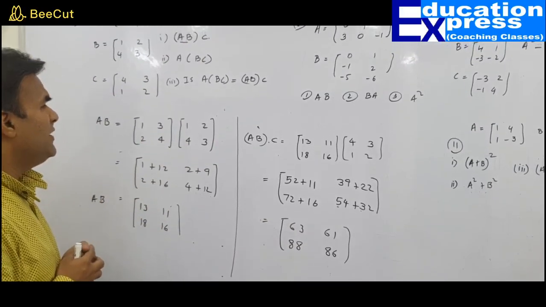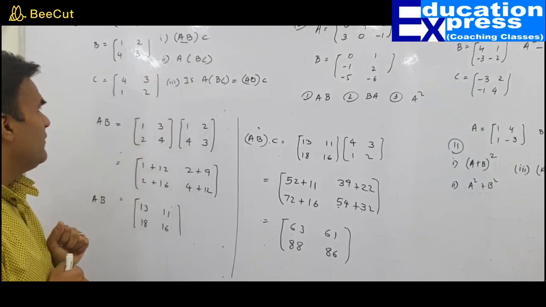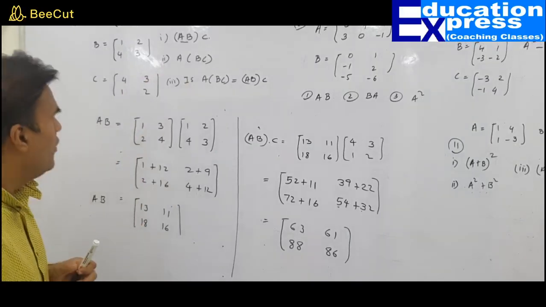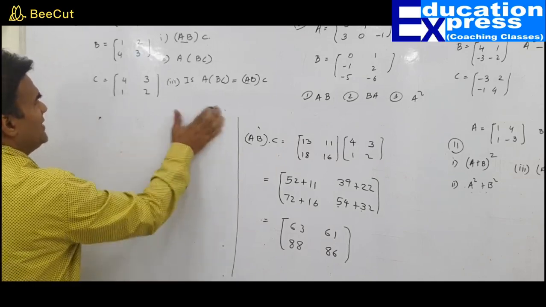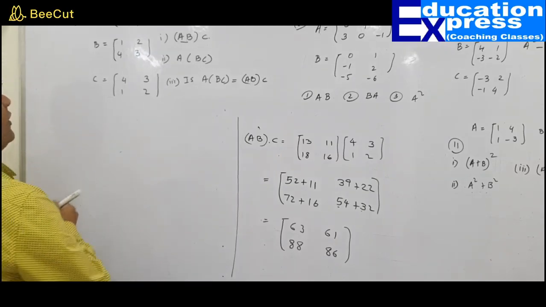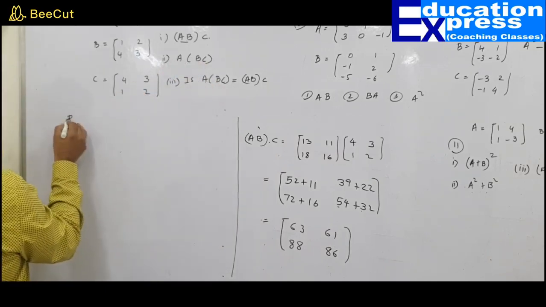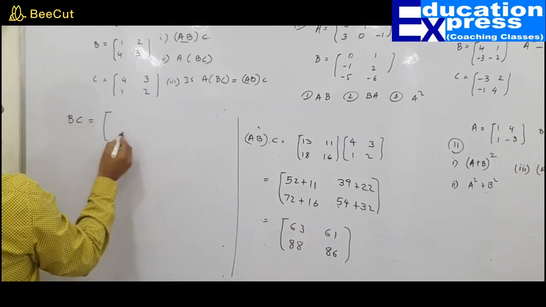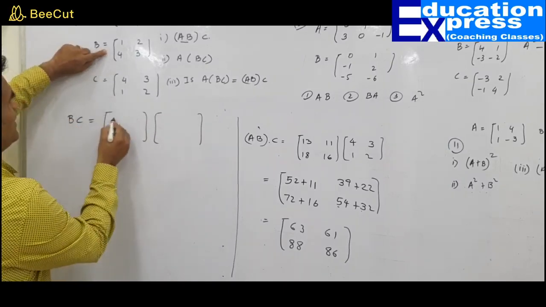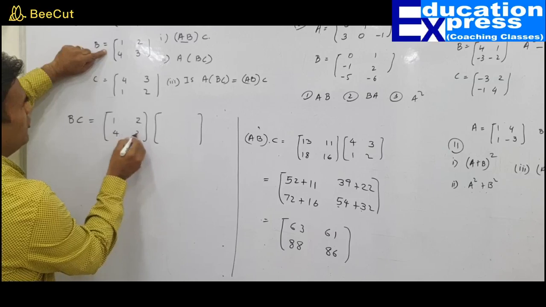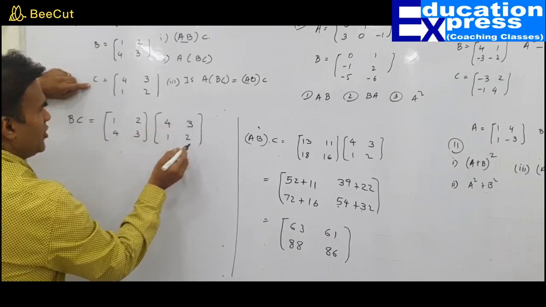Same way, my dear friends, we can find out matrix A into BC. Now while doing so, what care must one take? The care that you need to take is the order. The order is A into BC. So first find out BC. Matrix B multiplied by matrix C. Matrix B is 1, 2, 4, 3. Matrix C 4, 3, 1, 2.